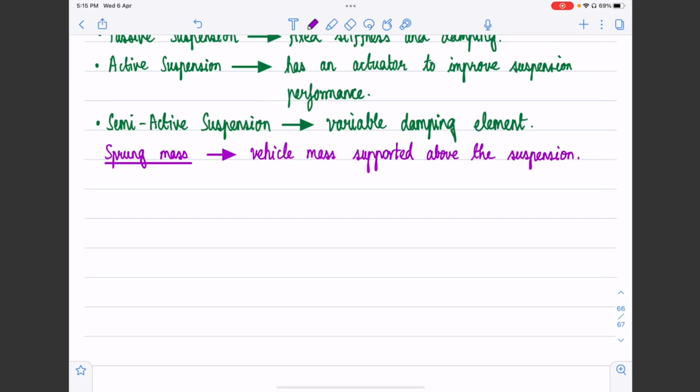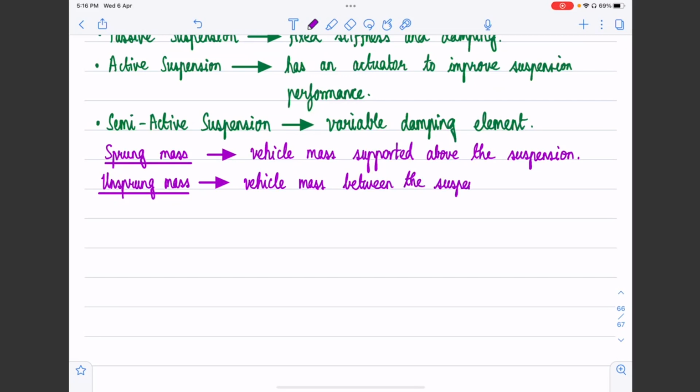On the other hand, we have what is called the unsprung mass, and this is the mass which is supported between the suspension and the road. This includes the tire, the wheel rim, the brakes, and so on. Essentially, the unsprung mass is the vehicle mass between the suspension and the road.